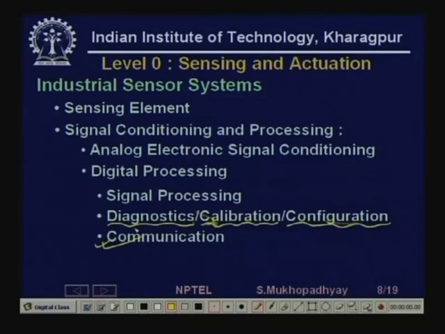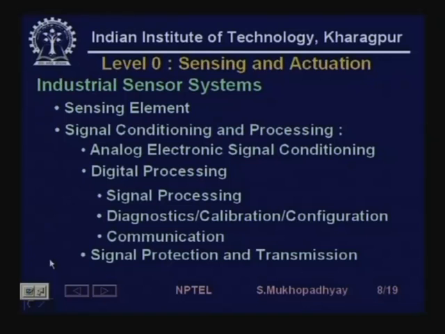Plus another major function is communication. Nowadays sensors are all going to be communication enabled. They will either connect to networks, or they will connect to some remote terminal unit which will connect to a network. So there is digital processing done for this communication function also, followed by, finally, signal protection and transmission. That is, for everything you need to transmit the signal. So you can have a network interface, or sometimes you can have a voltage to current converter.